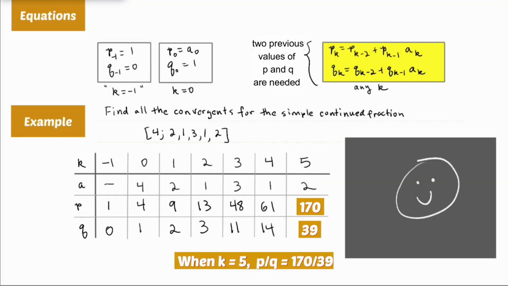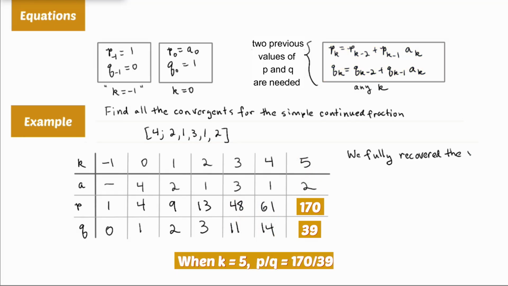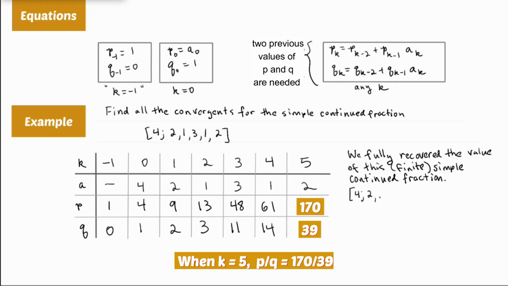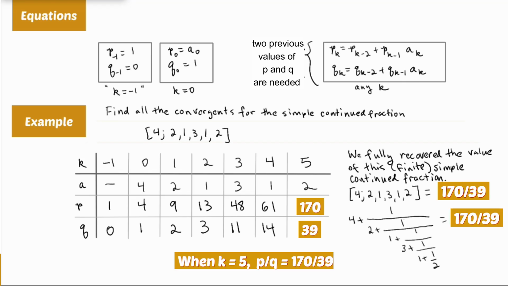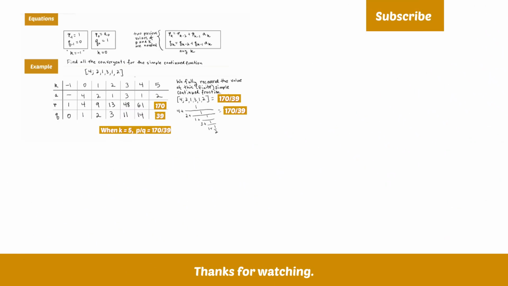Now that we calculated this last convergent, we fully recovered the value of the simple continued fraction. We can write 4, 2, 1, 3, 1, 2 equals 170 over 39. Or we can write it longhand. 4 plus 1 over 2 plus 1 over 1 plus 1 over 3 plus 1 over 1 plus 1 over 2 equals 170 over 39. In summary, we saw equations we can use to calculate the convergence of a simple continued fraction, and we worked an example. That's all for now.